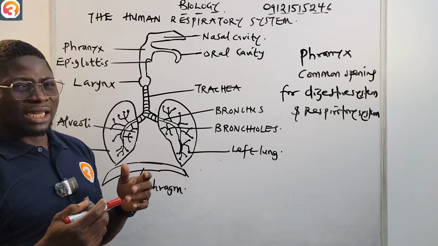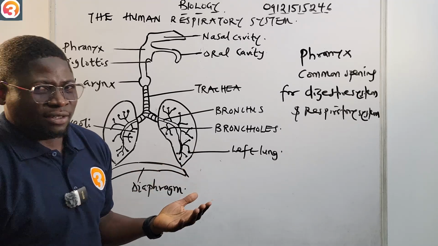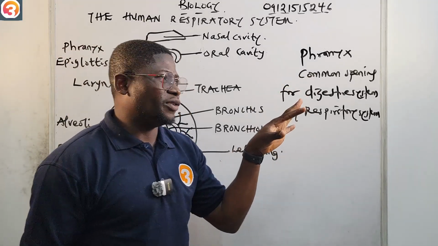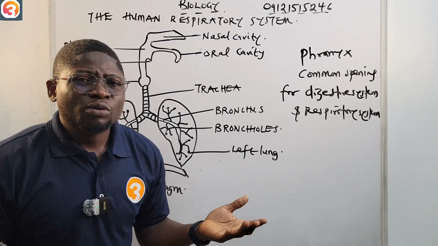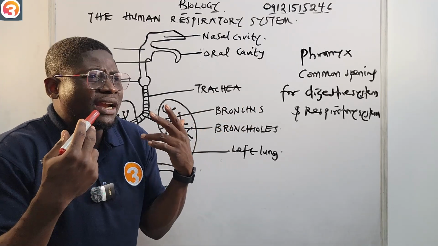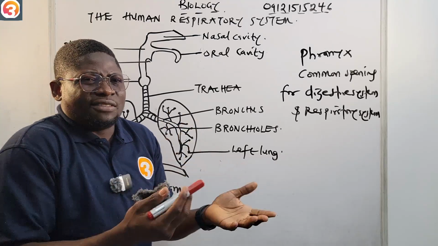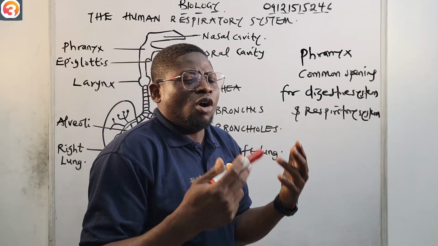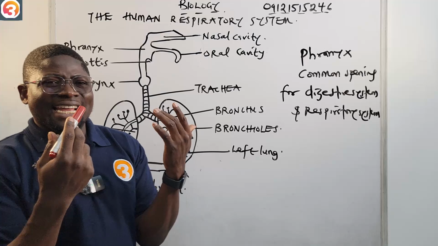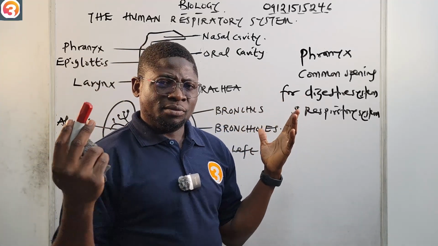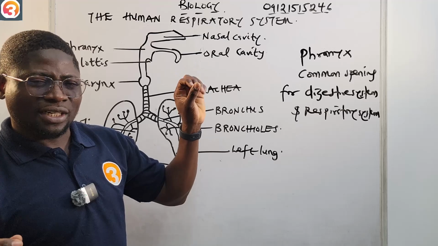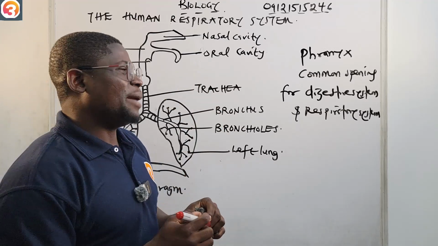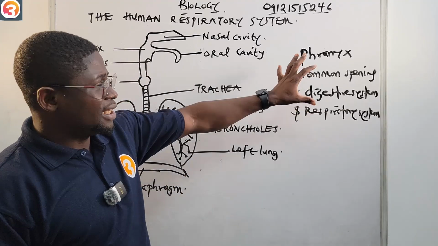Now there's a question that will come to your mind. Since the pharynx is a common opening for the digestive system and the respiratory system, how does our body know that it is food that we want to swallow, or that it is air that we want to just breathe in? After the pharynx, there is something we call the epiglottis, a flap-like structure.